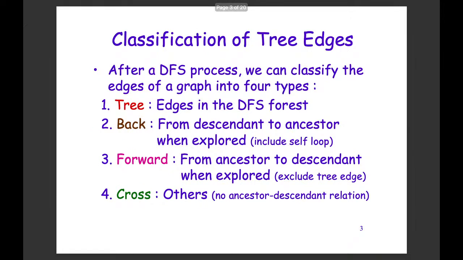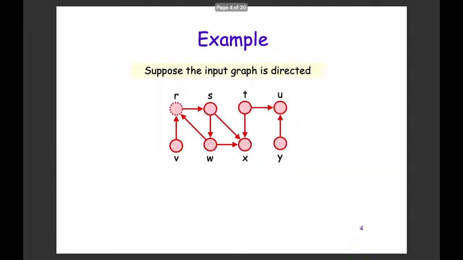During the DFS process, we are going to classify the edges of a graph into 4 types. We still remember that after the running of the DFS algorithm, we will have a DFS forest. All the edges on the DFS forest, we call them tree edges. Then there are some edges we call back edges. We will see what is meant by back edge, forward edge, and cross edge. They are easy to understand concepts. So let's take a look.